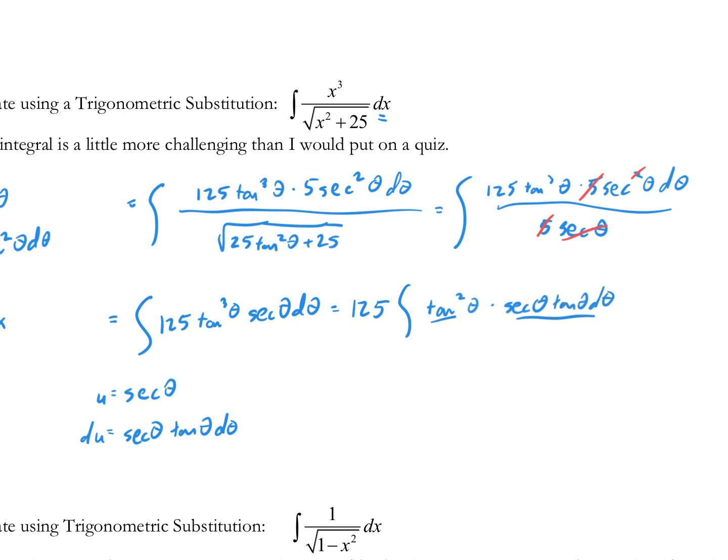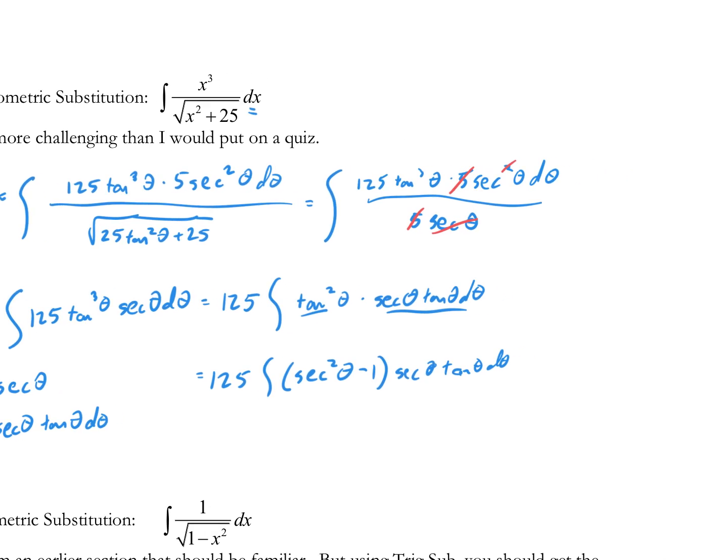That is all du, and that's a tangent. In order to do the u substitution, I need it to be a secant, so we use the Pythagorean identity from the previous slide, and that tangent squared theta becomes secant squared theta minus 1 times secant theta tan theta d theta. All right. So then applying our u substitution, 125 tags along, u squared minus 1 du.